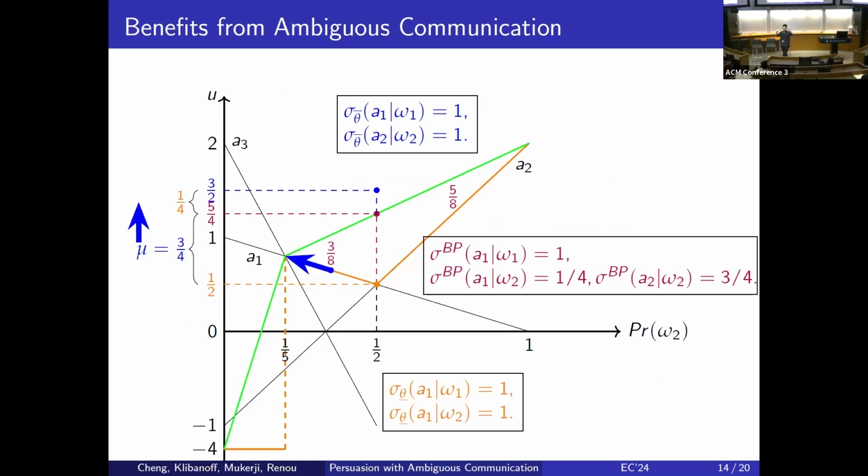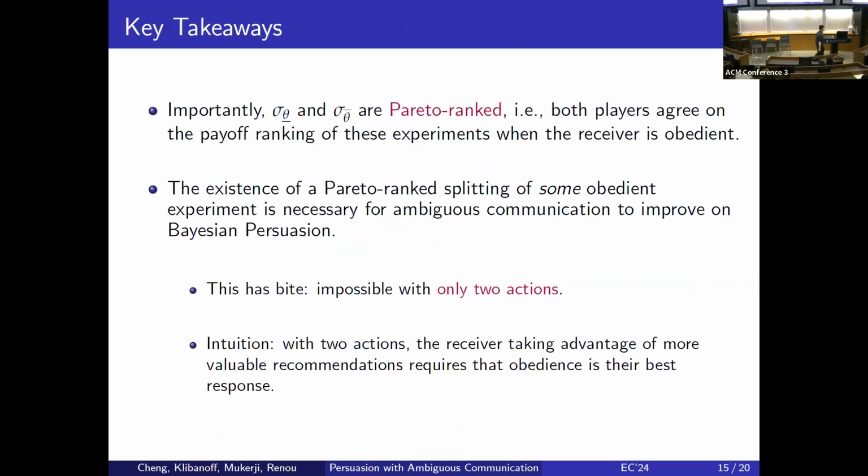Once you move mu in this direction, effectively you are moving the effective posterior of the receiver from somewhere that the receiver will find A1 strictly beneficial to the point where the receiver would believe that A1 and A3 are exactly indifferent. So that is how you see from the graph how ambiguous communication might benefit the sender. Okay, so let me talk about the key takeaways.